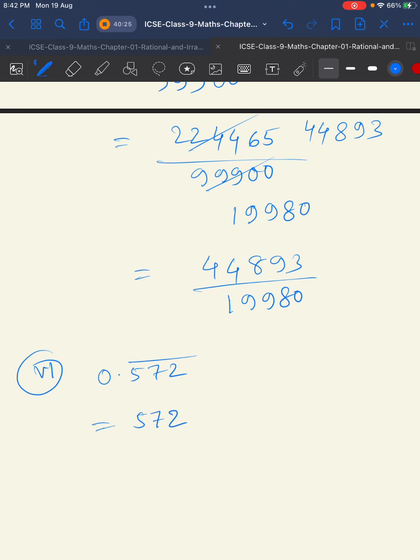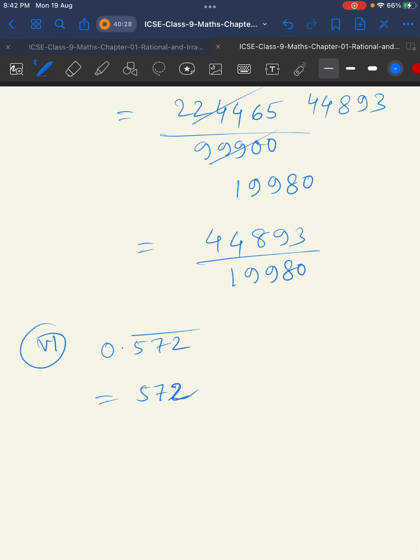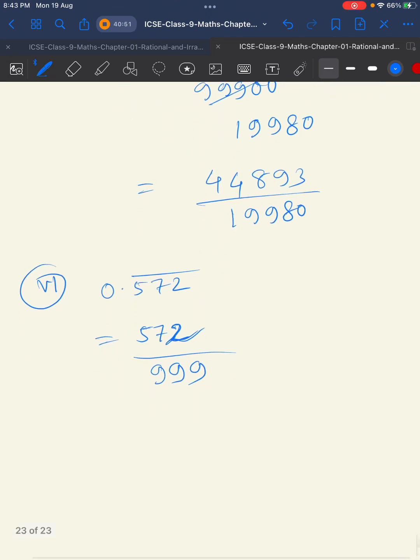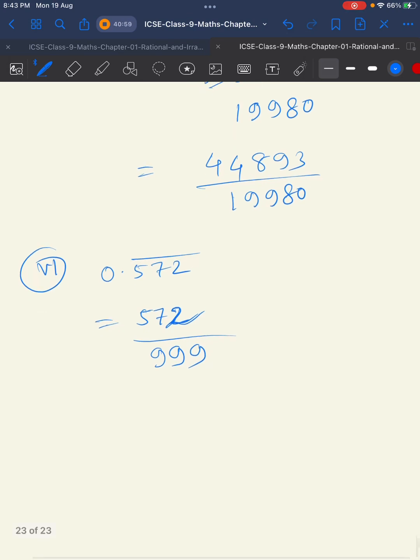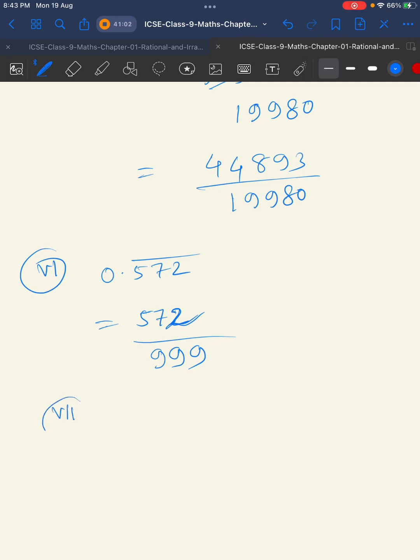0.572 bar. So 572 you can write as the digits here, 572, and there is no digit without bar, so we can write 572, and in the denominator will be 999, for the digits which have bar. Okay, now question number 7.